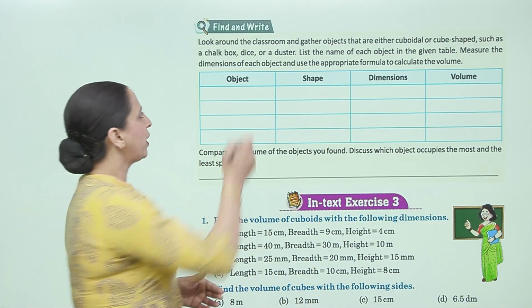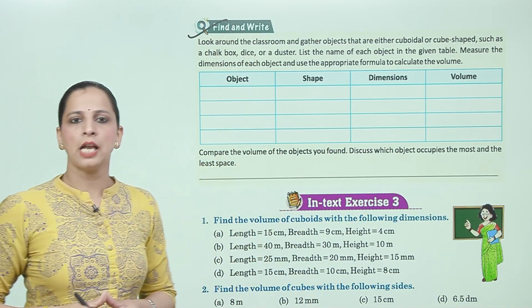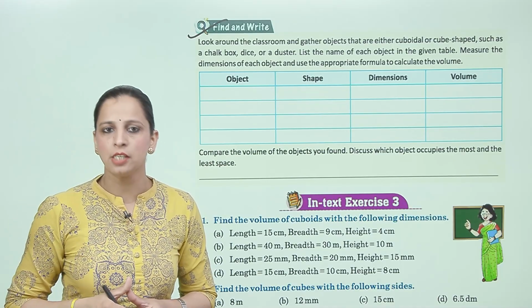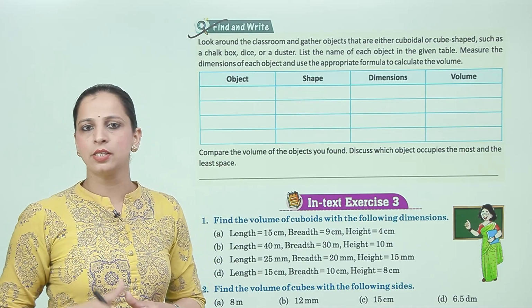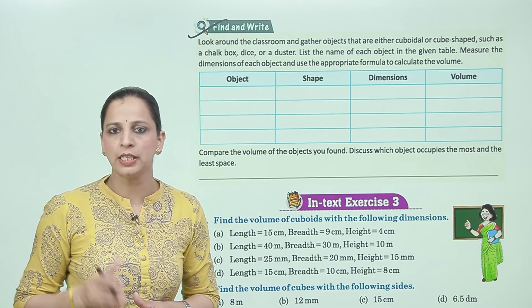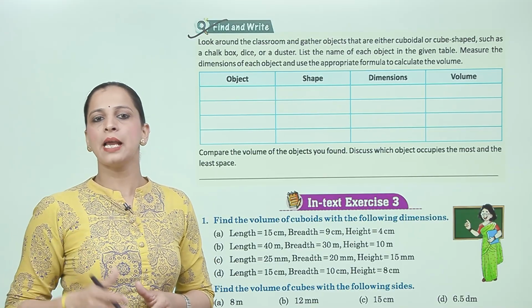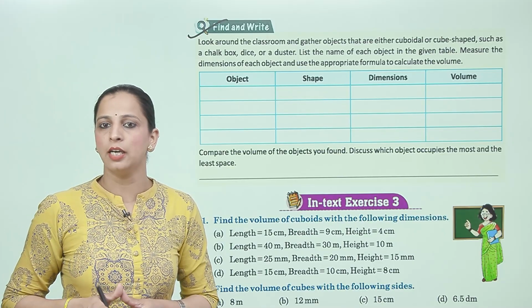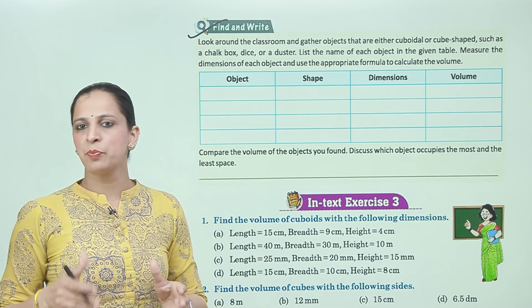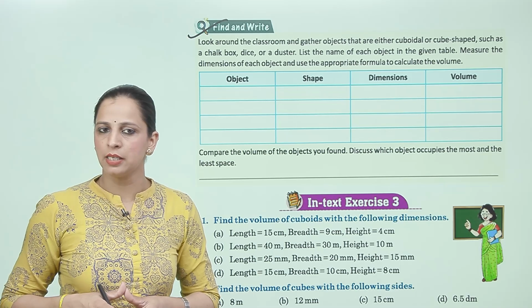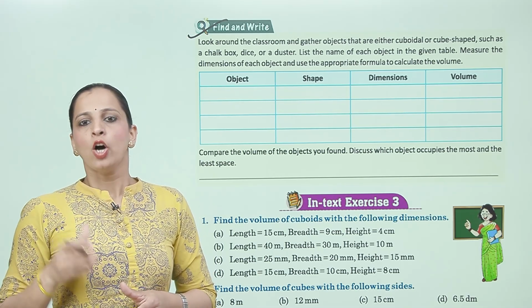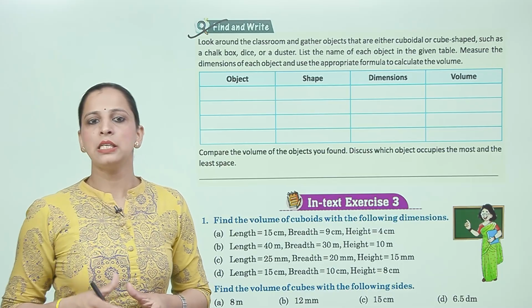Now, find and write. Look around the classroom and gather objects that are either cuboidal or cube shaped, such as a chalk box, dice or a duster. List the name of each object in the given table. Measure the dimension of each object and use the appropriate formula to calculate the volume. तो बच्चों, ये एक्टिविटी आप अपनी क्लास में अपनी टीचर की हेल्प से कर सकते हैं. Compare the volume of objects you found. Discuss which object occupies the most and the least space.